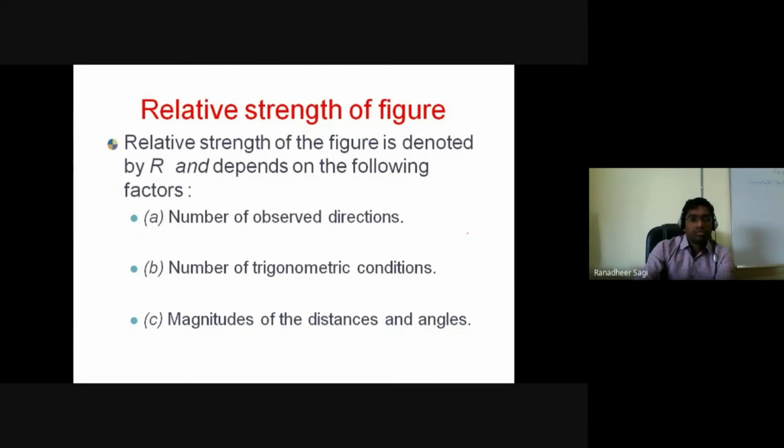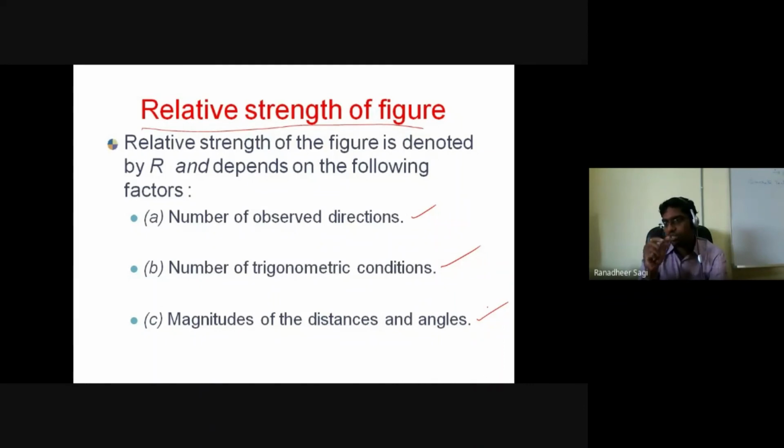Another term I can mention is the relative strength of the figure, in the sense of relative to one another, what is the strength of that figure. As I told you, it depends on the observed angles or observed directions, and the number of trigonometric conditions involved in the calculations. More angles and more computations result in either more accuracy or less accuracy. So it depends on how you are calculating, and also on the magnitude of the distances and angles you are making use of.